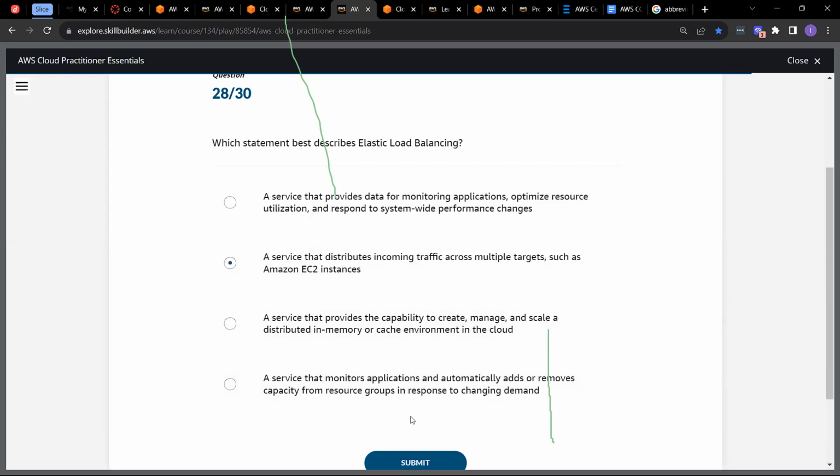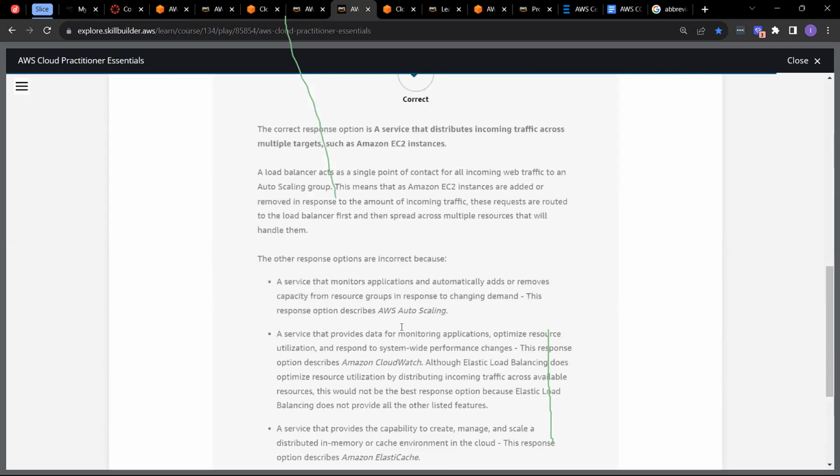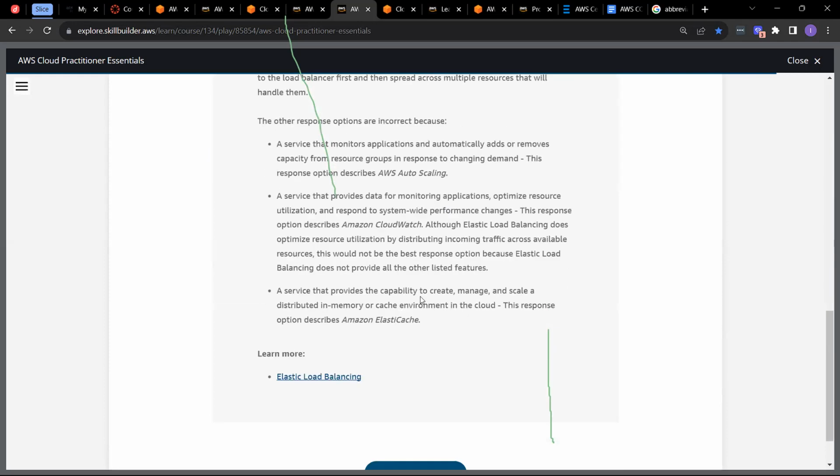Once you see distributing traffic, it will be the second one. Targets, distribution, traffic. So load balancing distributes traffic. Then see the elastic cache: a service that provides the capability to create, manage, and scale a distributed in-memory cache environment in the cloud. So scaling the cache. Okay.